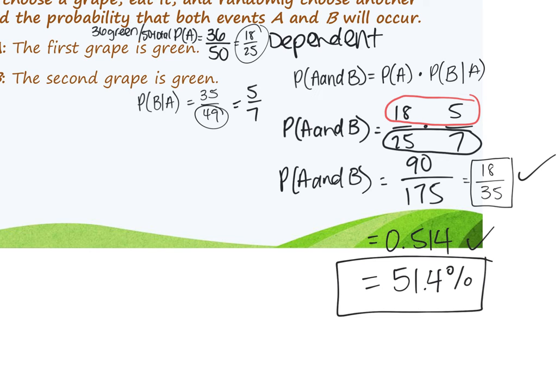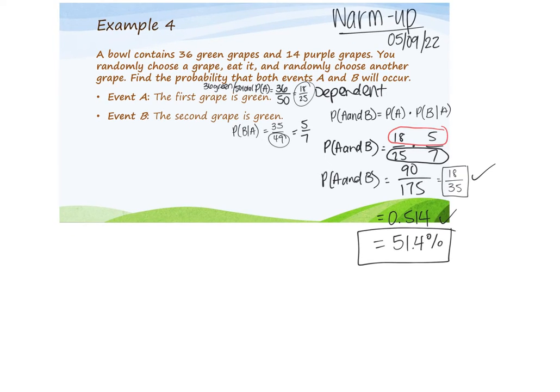Questions? Yes. When it's independent, then you don't assume that the first one happened. Correct. They're two independent events. They don't affect each other. So that would be something where you do replace it. Because if you pick a grape and then you put it back, has anything changed about the number of grapes? No. Everything's still the same. Very good. All right. Let's move on.